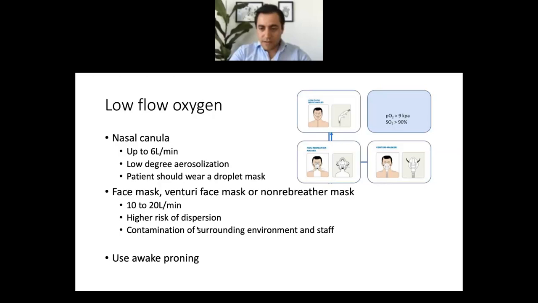Another good thing to keep in mind is to advise the patient to use awake proning, in which the patient will lie in supine position for a few hours and change to the prone position for a few hours and change it back, as long as it is possible.